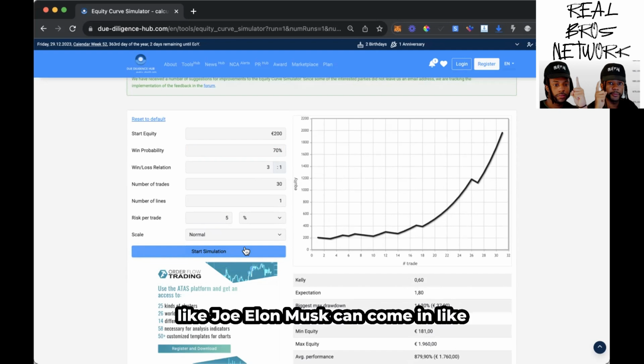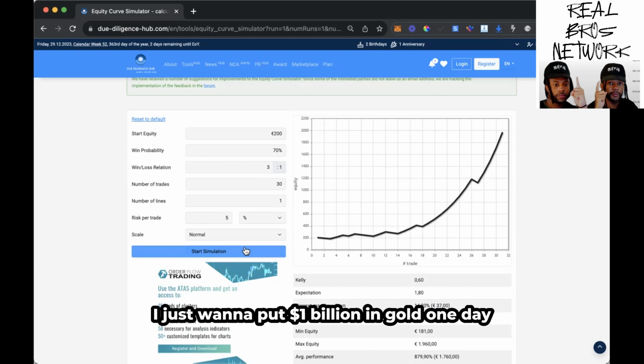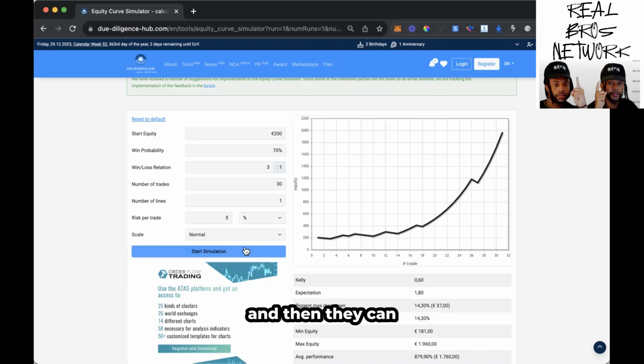Because like Elon Musk can come and say, I just want to put $1 billion in gold one day, and then anything can happen. So you want to have that margin for error. You can't know which trade is going to win or lose. You've got to say, I'm just going to stick to this strategy.